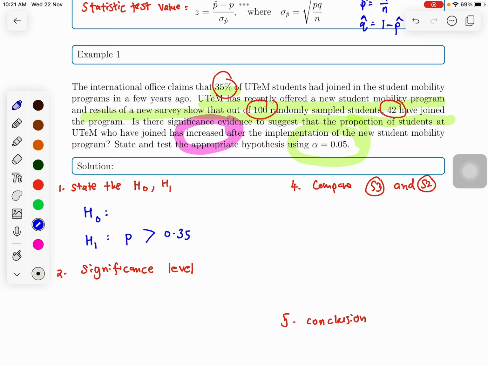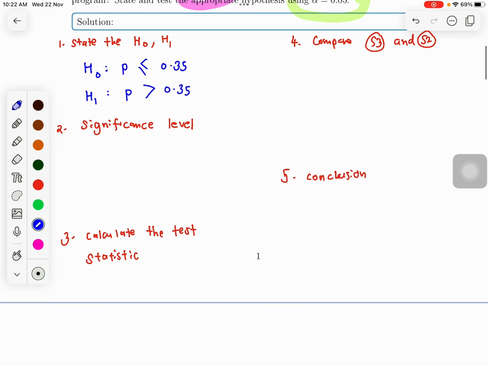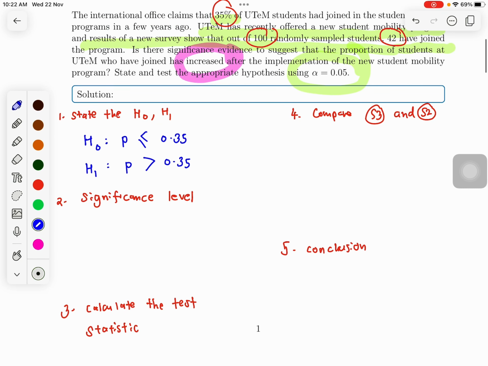So this one also 0.35. So if the alternative is more than 0.35, our null of course will be less than or equal to 0.35. Okay, so for our significance level, they give you alpha equal to 0.05.